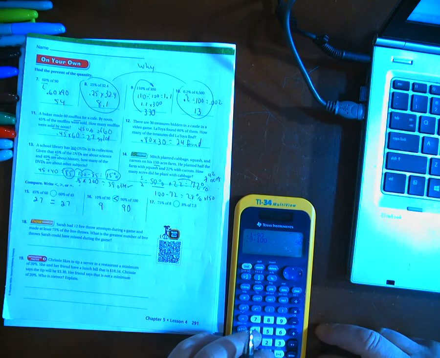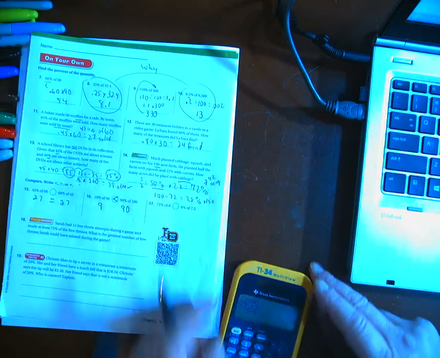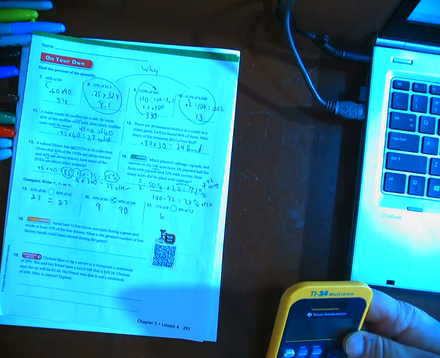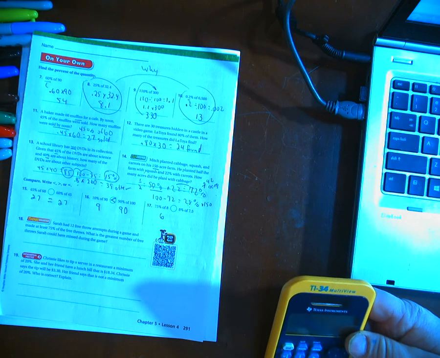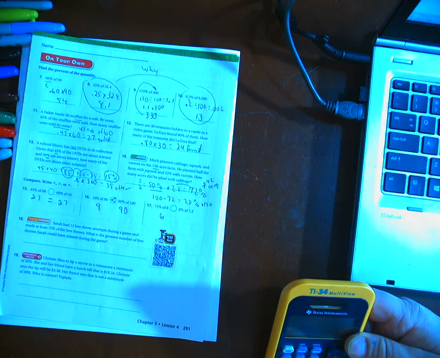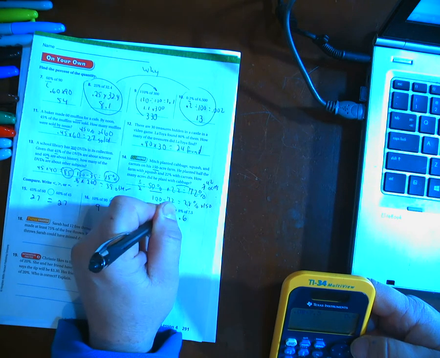75% of 8, so 0.75 times 8. 75% of 8 is 6, so that's a big percentage. 8%, so 8 divided by 100 gives me 0.08 times 7.5. So this value is 0.6, so that's greater.